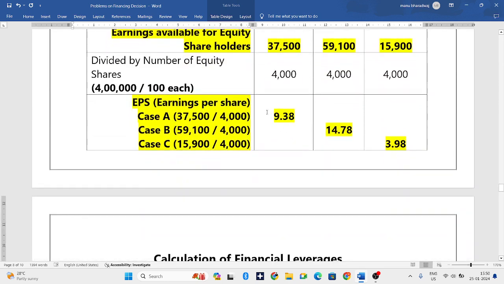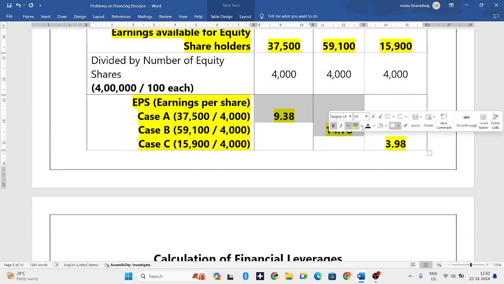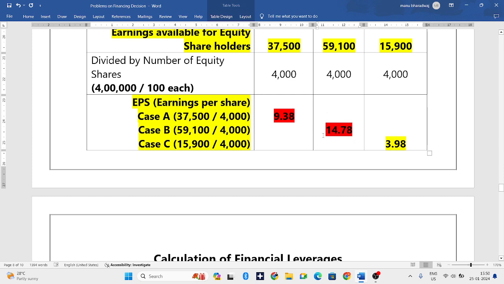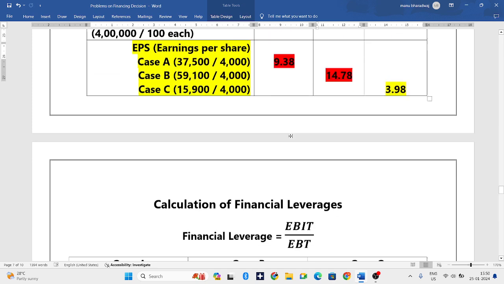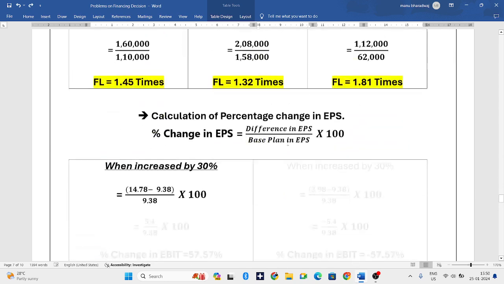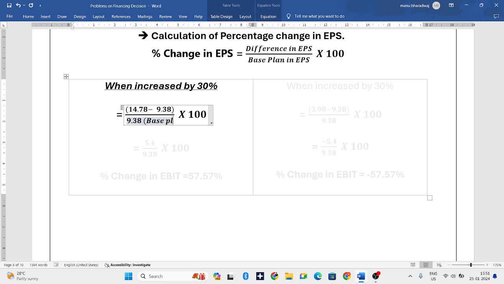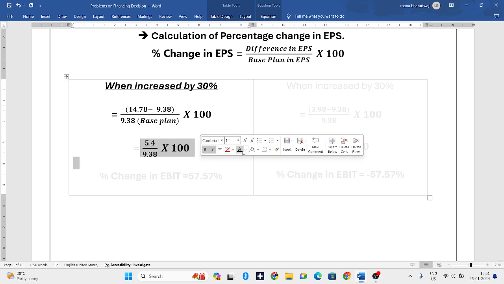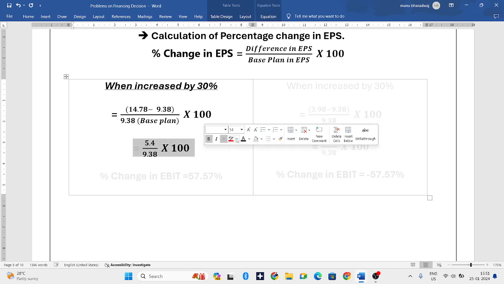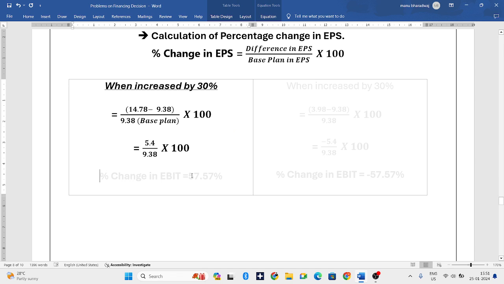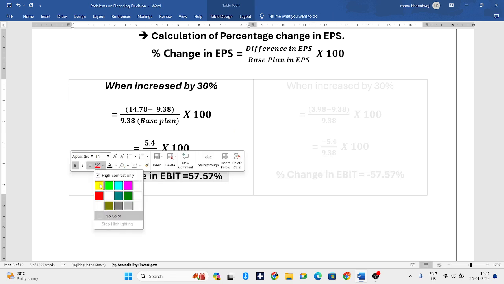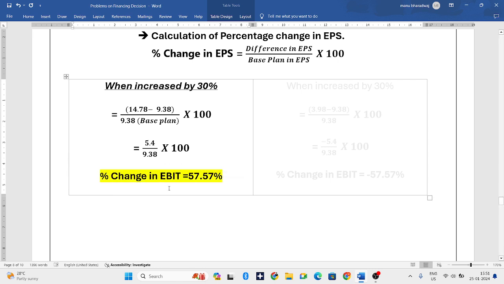Difference, meaning we have to look at these two. So, I'll highlight in red color. So, the difference between 14.78 minus 9.38. 9.38 is the base plan. So when we subtract them, we get 5.4. The same thing has to be divided by 9.38 and multiplied by 100. If you do that, you will get percentage change in EPS when it is increased by 30%.